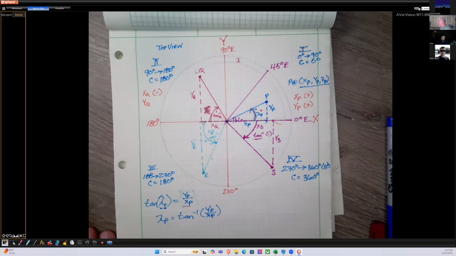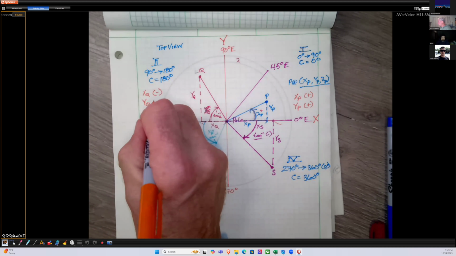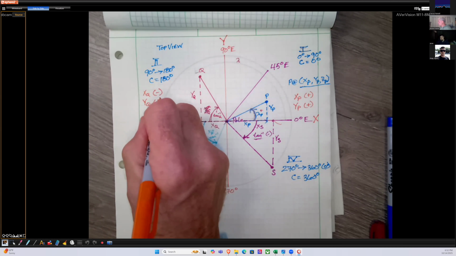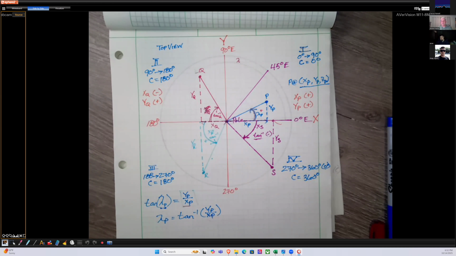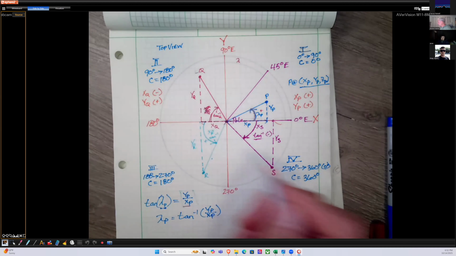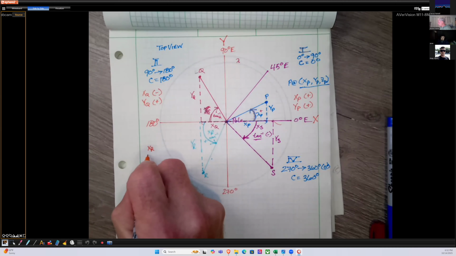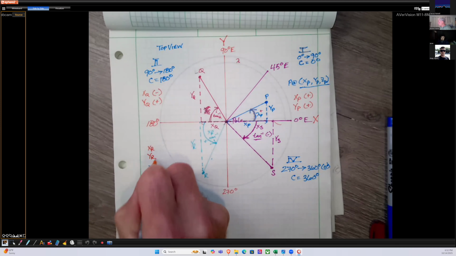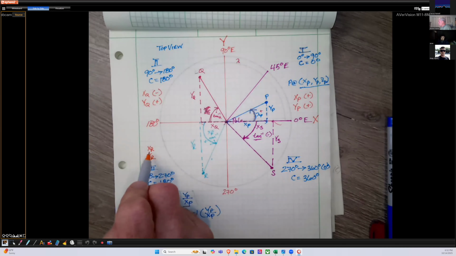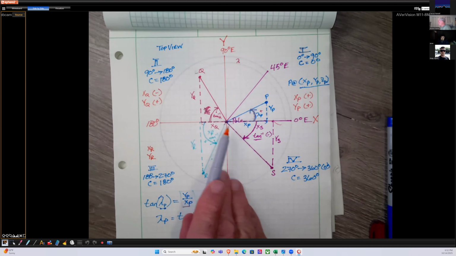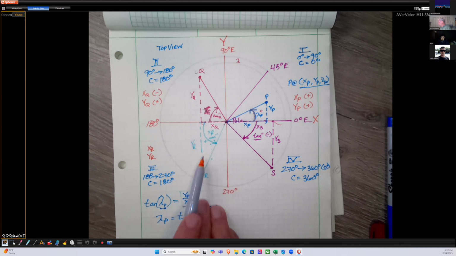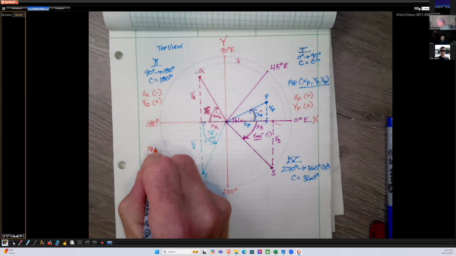Why would it be positive? Y is positive. Just think of the regular generic old XY axis. That's what this is. This is pure polar coordinates. How about down here? X sub r and y sub r. Positive or negative? X sub r, positive or negative? They're both negative.